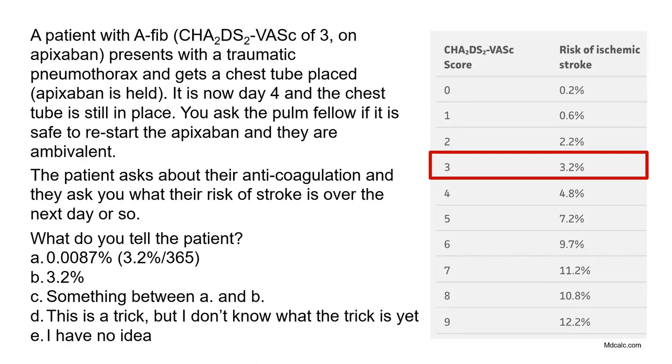Or 3.2%, or something between A and B. This is a trick, but I don't know what the trick is yet, or I have no idea. So I'll give you 20 seconds to put your nickel down, and we'll go from there.